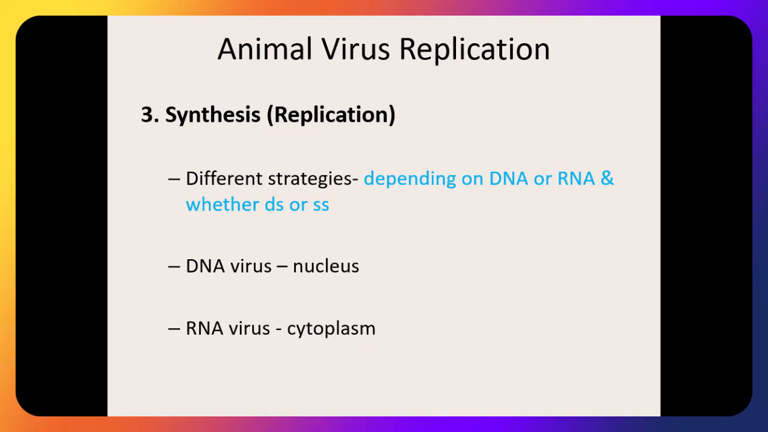Usually, DNA is made in the nucleus. Because our cells are eukaryotic cells, they have a nucleus, so new viral DNA gets made in the nucleus. If it's an RNA virus, that new RNA gets made out in the cytoplasm.